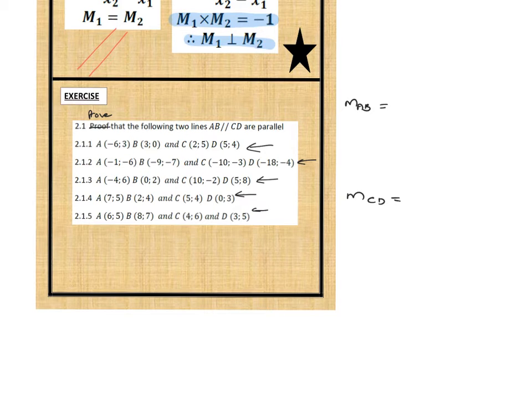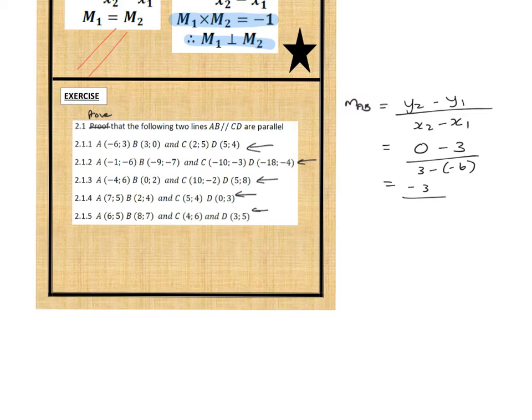For points A to B, we're going to use y2 minus y1 over x2 minus x1. You don't have to write the formula out in maths. You can just go straight into the substitution. So I'm going to have 0 minus 3 over 3 minus -6. So my gradient there is going to be -3 over, that's going to be +6, so 9. So that's going to be -1/3.